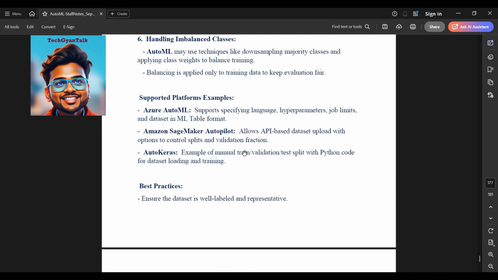And supported platform examples: Azure AutoML supports specifying language, hyperparameters, job limits, and datasets in ML table format. Amazon SageMaker Autopilot allows API-based dataset upload with options to control splits and validation fraction. And AutoKeras is an example of manual train, validation and test split with Python code for dataset loading and training.